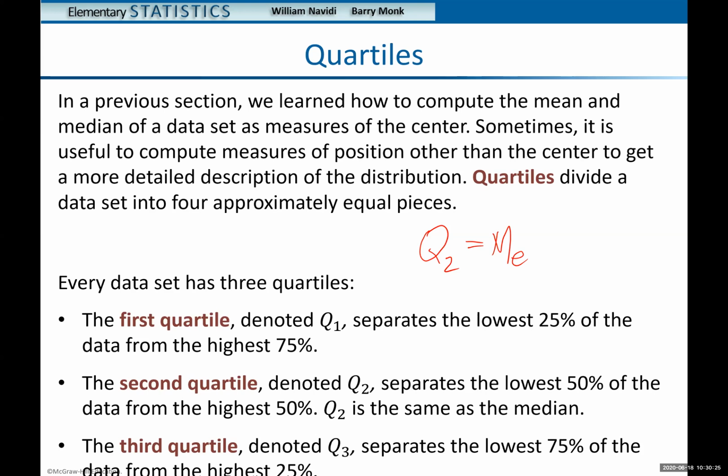If it's an odd set of numbers, it's the middle number. If it's an even set of numbers, it's the 2 middle numbers. Yes, that's correct. But before that, what do we need to do first? Put them in order. Yes, so arrange them.